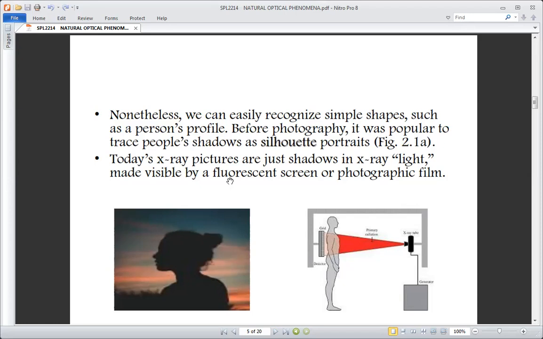So if it's a fracture that is being detected, the fracture will simply come out clearly because the part with the fracture will allow more light to pass as opposed to the part that has a bone. So that one is again a shadow, but there's an element of diffraction that takes place that gives out the image.